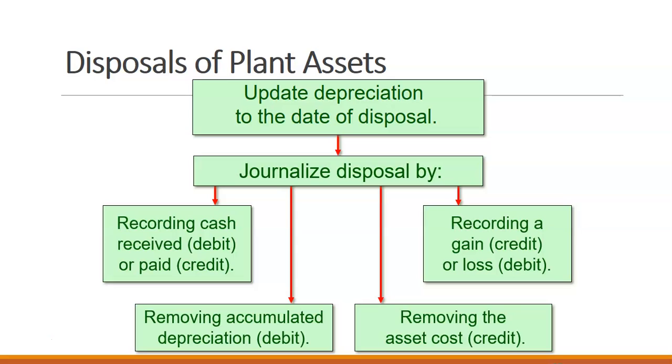So when we want to dispose of a plant asset, first we update our depreciation to the date of disposal. Then we are going to create a journal entry. So if we are disposing of the equipment or selling it, we're going to remove the asset cost and remove accumulated depreciation. We're going to record if we received any cash or if we had to pay cash out for disposal. And then we're going to record a gain or a loss on disposal.